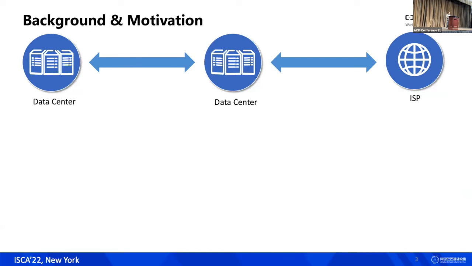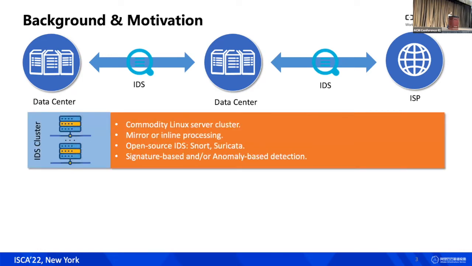Now, the intrusion detection system typically sits between the ISP and the CSP's data center, and also between the data centers of different availability zones. These IDS clusters are built on top of commodity Linux servers using open source IDS software such as Snort and Suricata, doing mirror or inline processing for signature-based or anomaly-based attack detection.